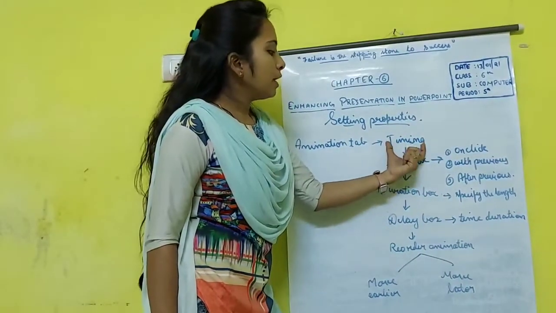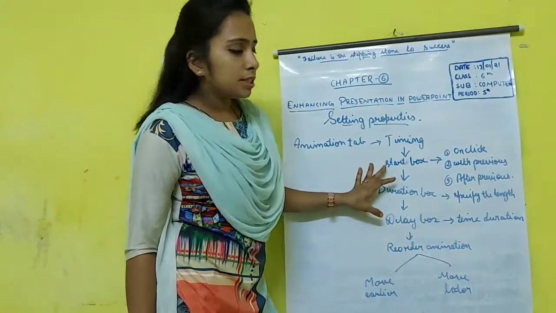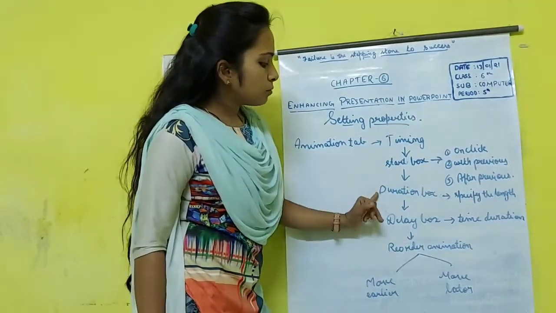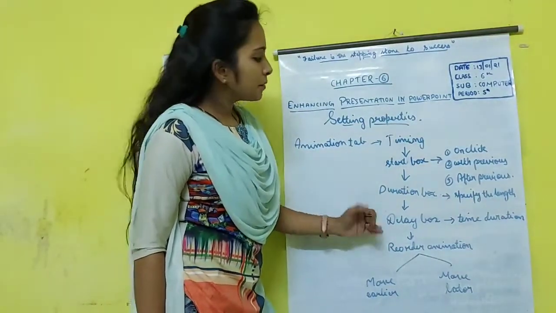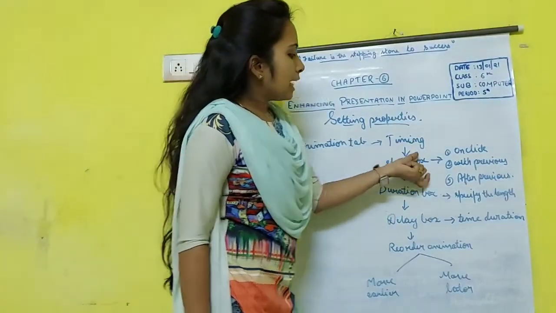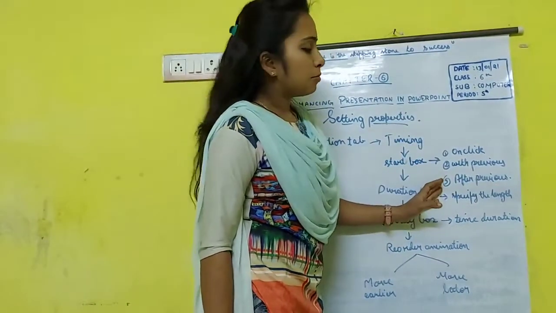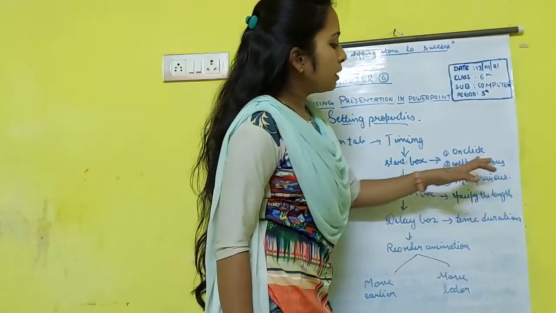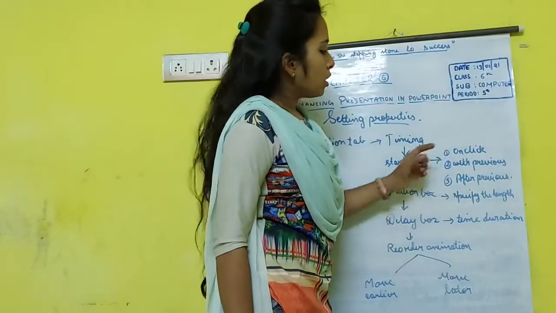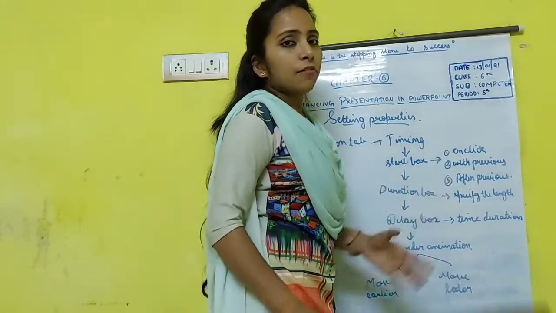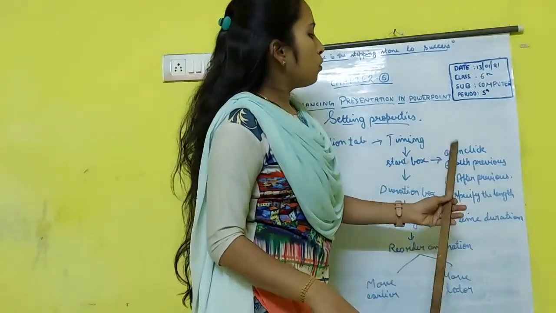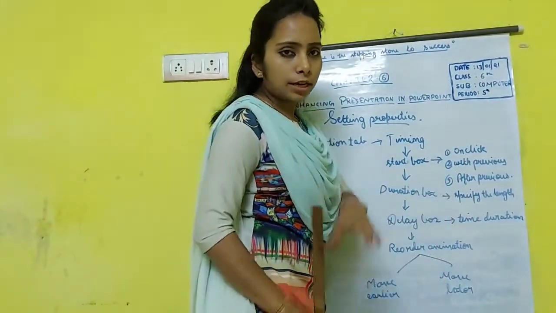In the timing you will get 3 options there. See, start box, duration box and delay box. Clear? Inside the start box you will again get 3 options. First, on click, with previous, third after previous. On click means whenever you click with the mouse, only then the animation should start. That is the first option.